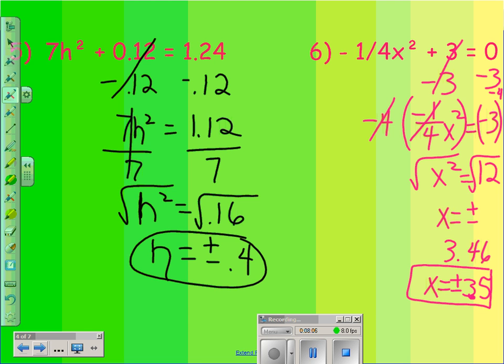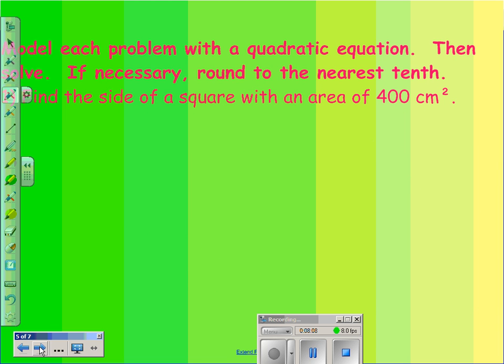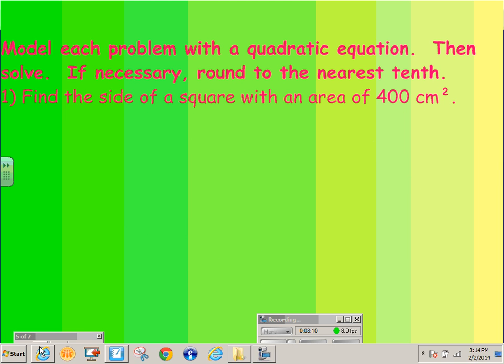All right, we have a couple of word problems that I want you to look at so we can see some scenarios where this might come up in the real world. Model each problem with the quadratic equation, then solve, if necessary, round to the nearest tenth. Find the side of a square with an area of 400 centimeters squared.